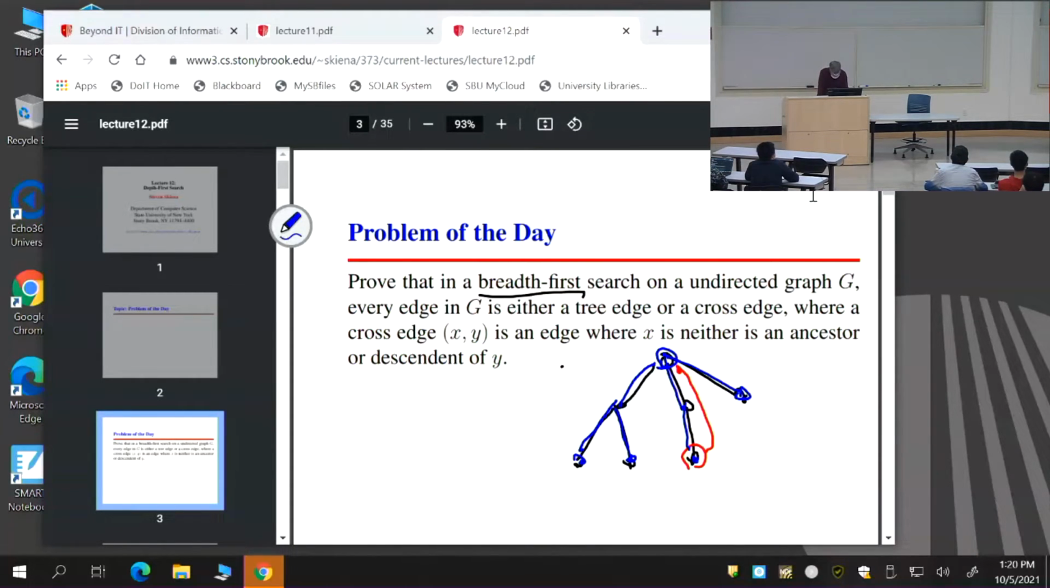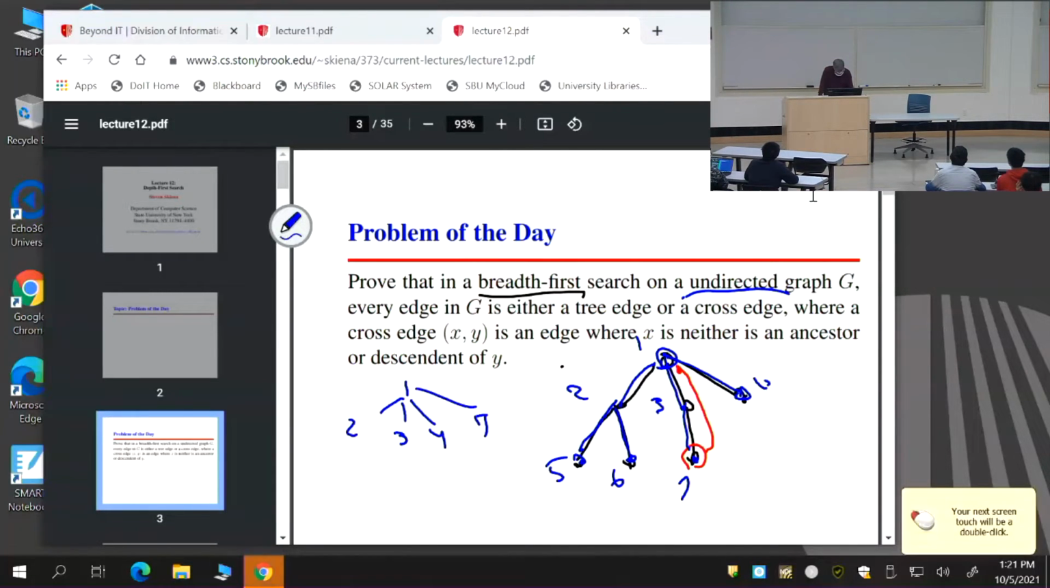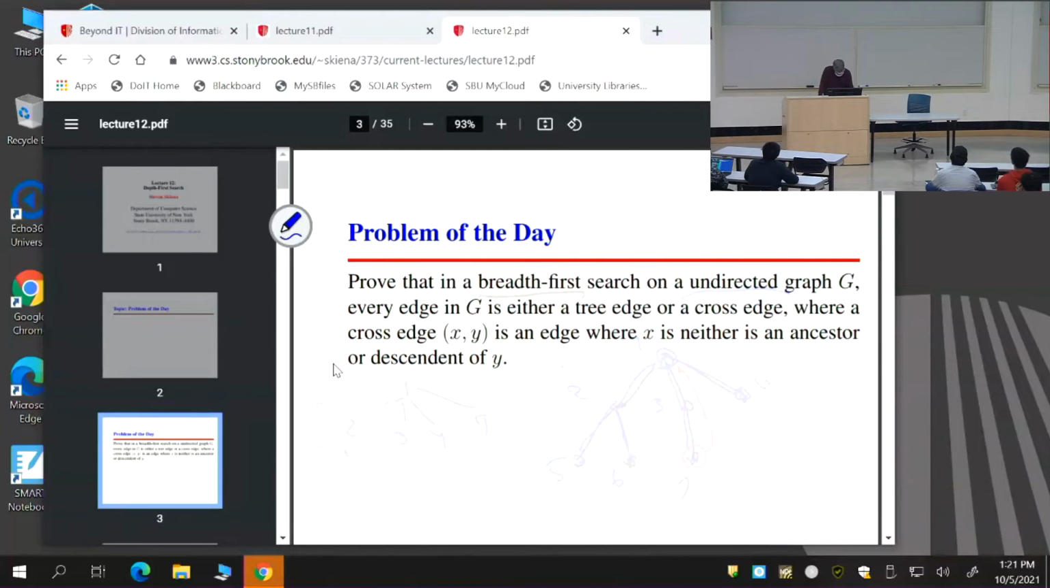Because if we number these vertices 1, 2, 3, 4, 5, 6, 7, and it was an undirected graph where there was an edge 1, 7, what would the breadth-first search tree look like if we had started from vertex 1? We would have had 1, 2, 3, 4, 7. And then, trouble.